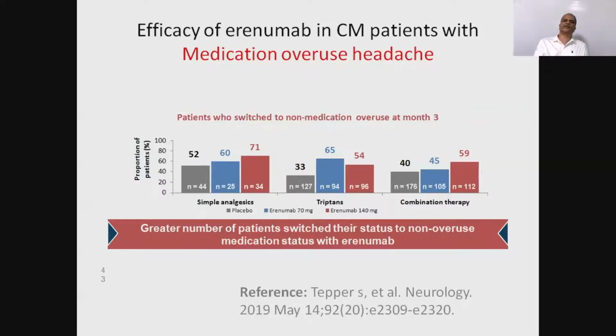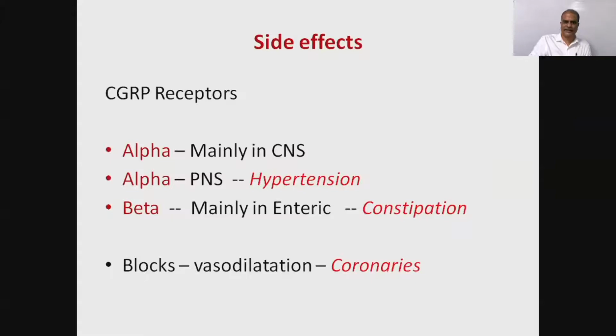So here also it was shown that if you start treatment with this, slowly the number of days where they're taking the NSAIDs or other drugs for acute relief of headache will come down, and we can switch them over to a phase of chronic migraine and then episodic migraine and take them off. We can give them complete relief. So what are the side effects of these agents?